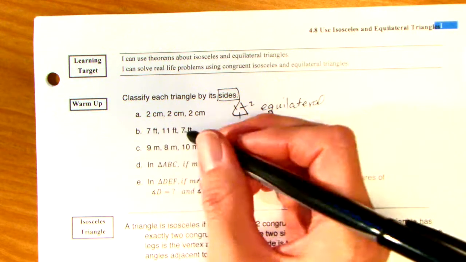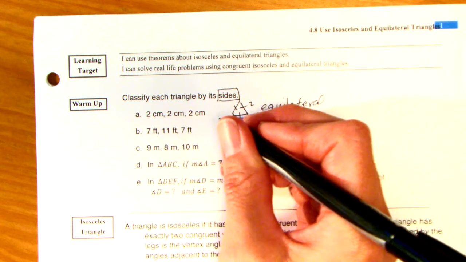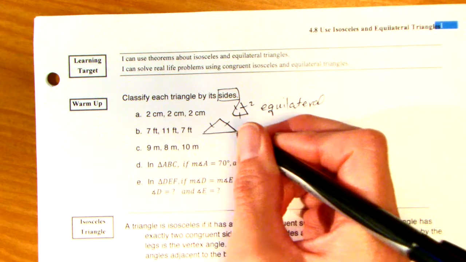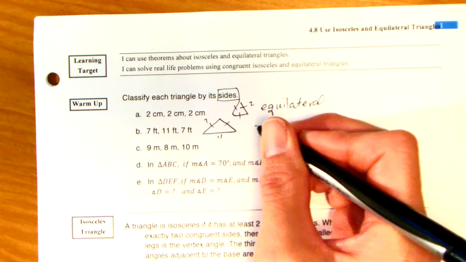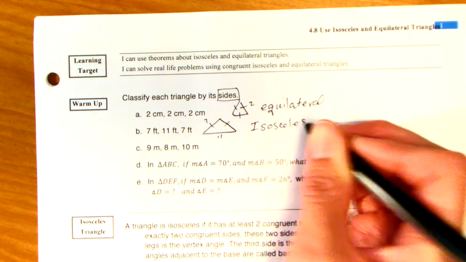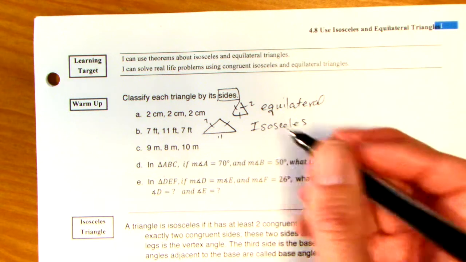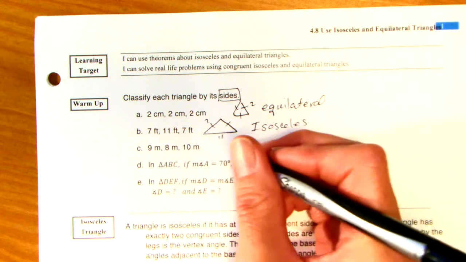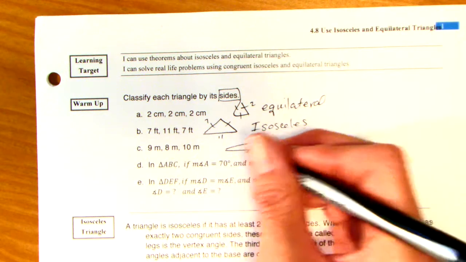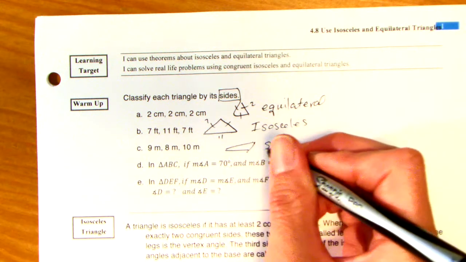How about this one? Two sides are 7 feet long and one side is 11 feet long. So it'll look like this: two sides are 7 and this is 11. That would be isosceles, I-S-O-S-C-E-L-E-S. I do know how to spell that one. How about this one? 8, 9, 10. They're all different, so this will be scalene.